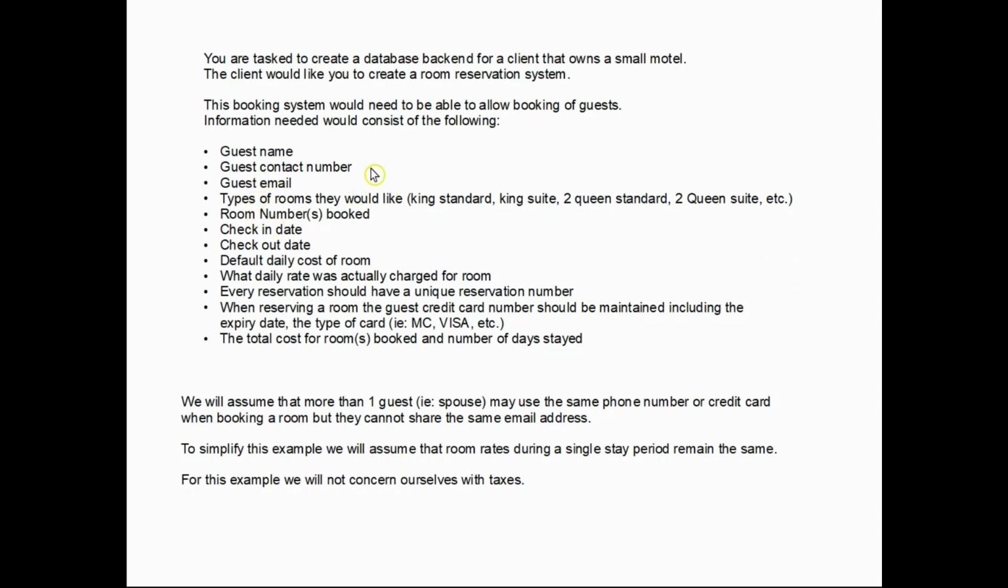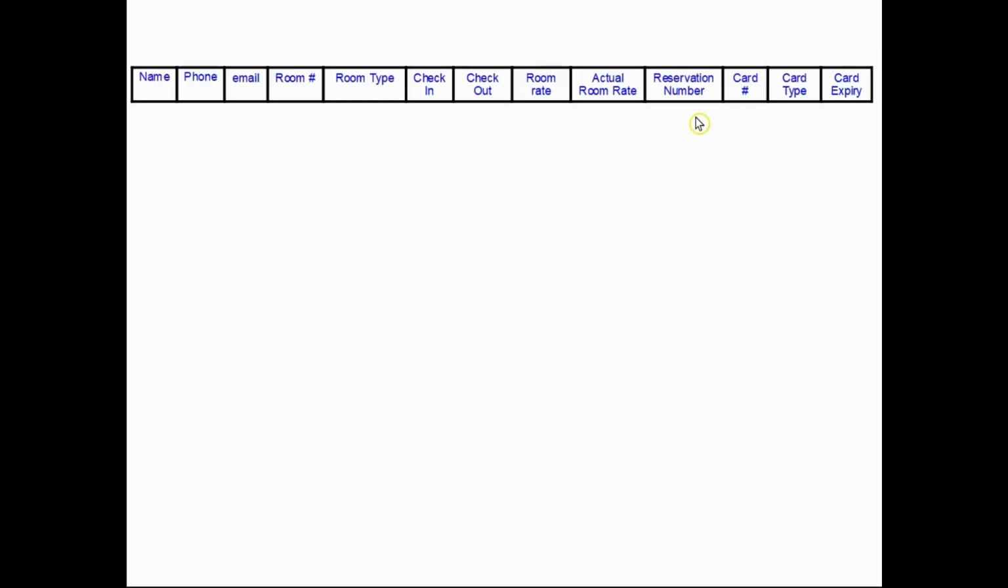So you create a table that has a column for the guest's name, the contact number, the email, etc. Okay, so let's do that. Remember this last line though, the total cost for rooms booked and the number of days stayed. Here's my table that I created. It has all that information they asked for, except that last line. The total number of days stayed and the total for the stay, the total cost.